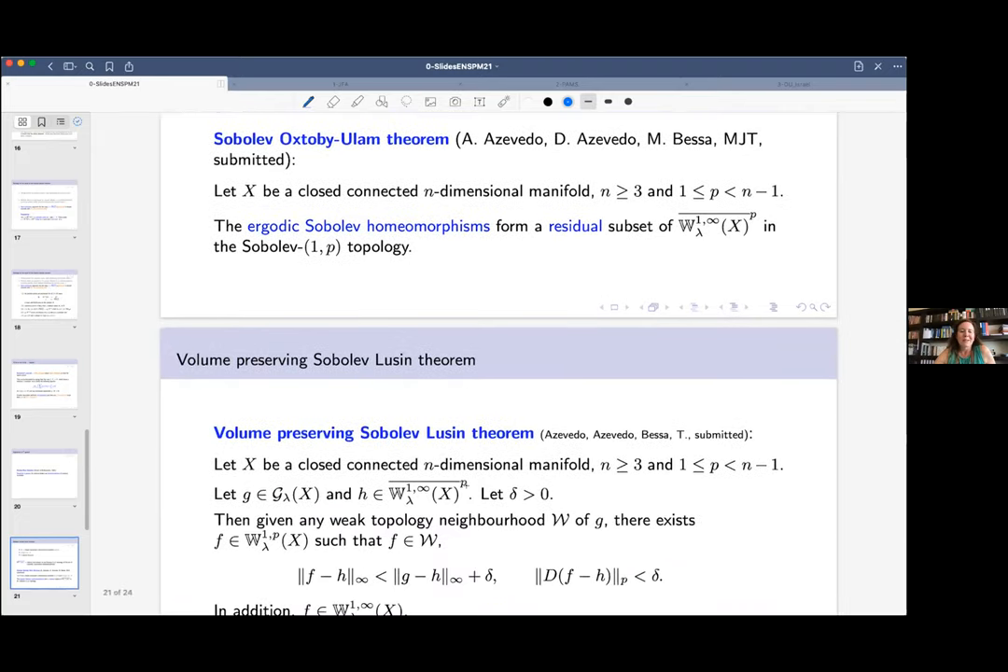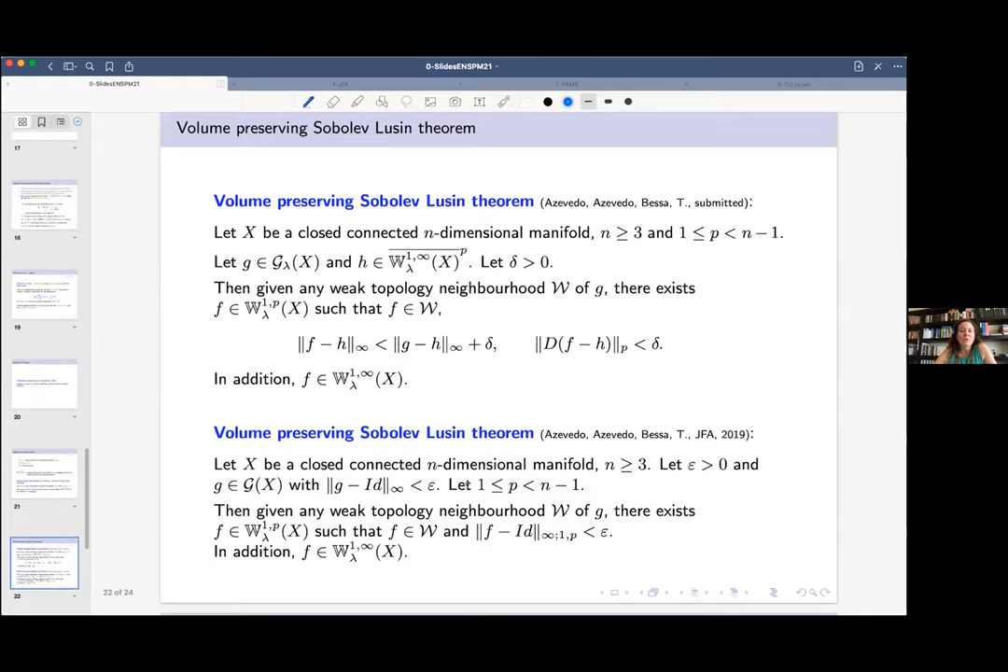I would like to say that the main ingredient to prove the Oxtoby-Ulam theorem is a Sobolev Lusin theorem, to be able to approximate a measure-preserving map by a Sobolev one. Indeed, we proved a Sobolev version of the Lusin theorem 2 years ago that we needed to improve to be able to prove the Oxtoby-Ulam theorem. I don't have the time to explain why we work in this setting. This is the situation in which we are in a winning situation to control the L^p norm, and this is the reason why our class has this restriction. This is a very recent result.